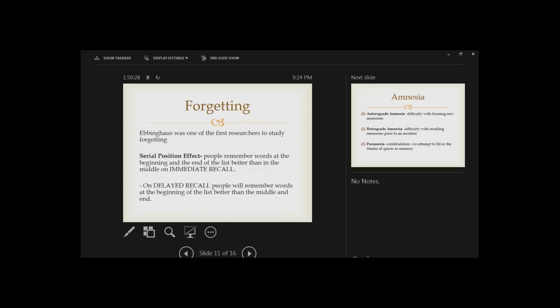This is going to relate to studying, because I'm going to show you how this works with studying and learning. However, on delayed recall, where some time goes by, people will remember words at the beginning of the list better than the middle and the end. If I drive to the grocery store and ask what was on my list, I'll probably remember eggs, milk, bread, more likely than the middle and the end of the list.